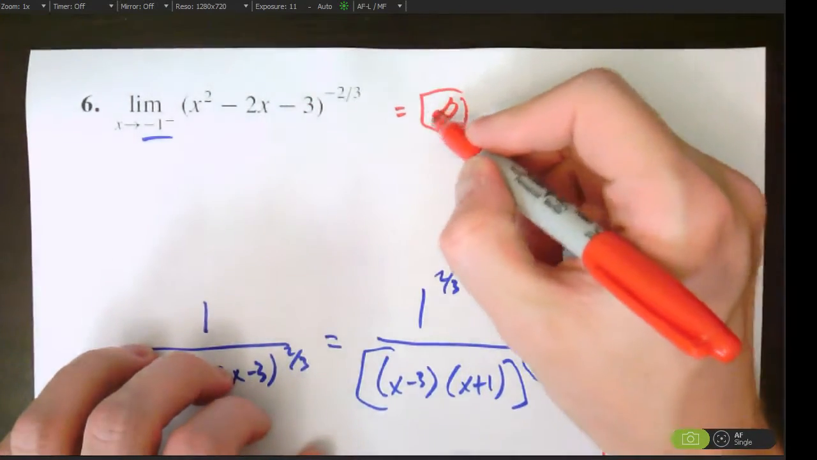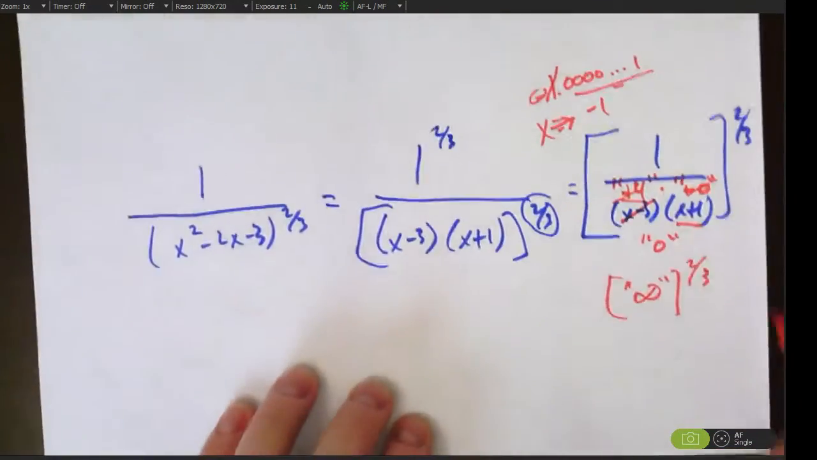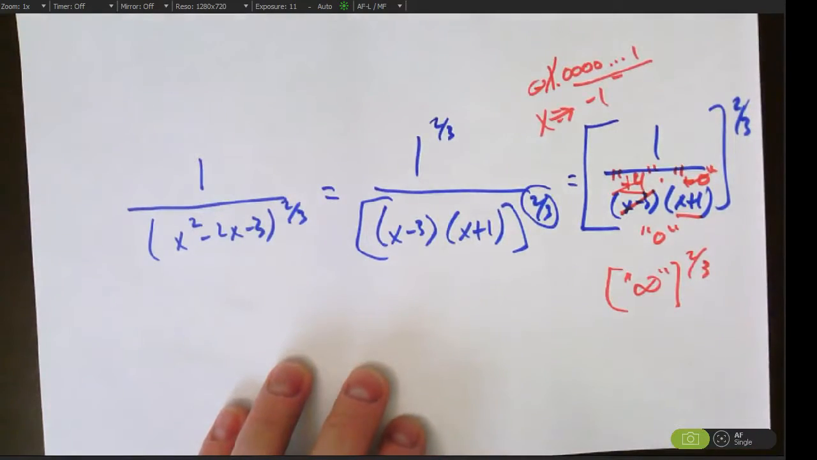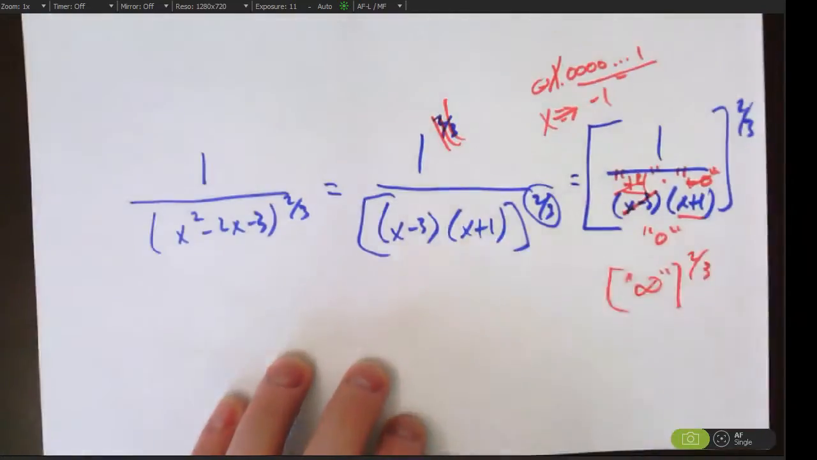Okay. If you wanted to, you could look at the graph and see that. You plug into your calculator to see it goes towards infinity. Now, the other way to look at this problem is to come back over here and leave this not as to the 2/3 power, just leave it as 1 over whatever.